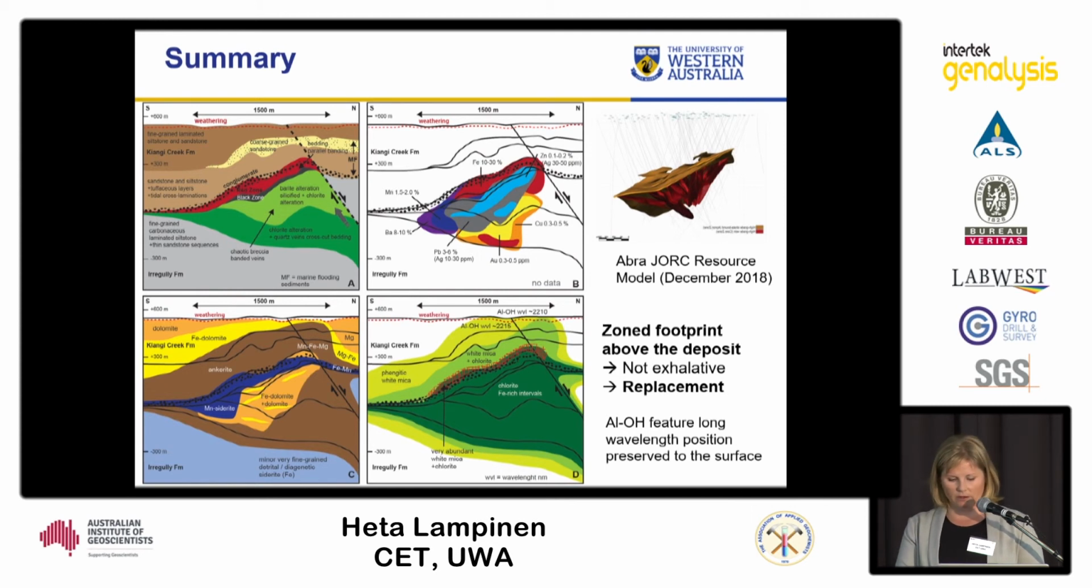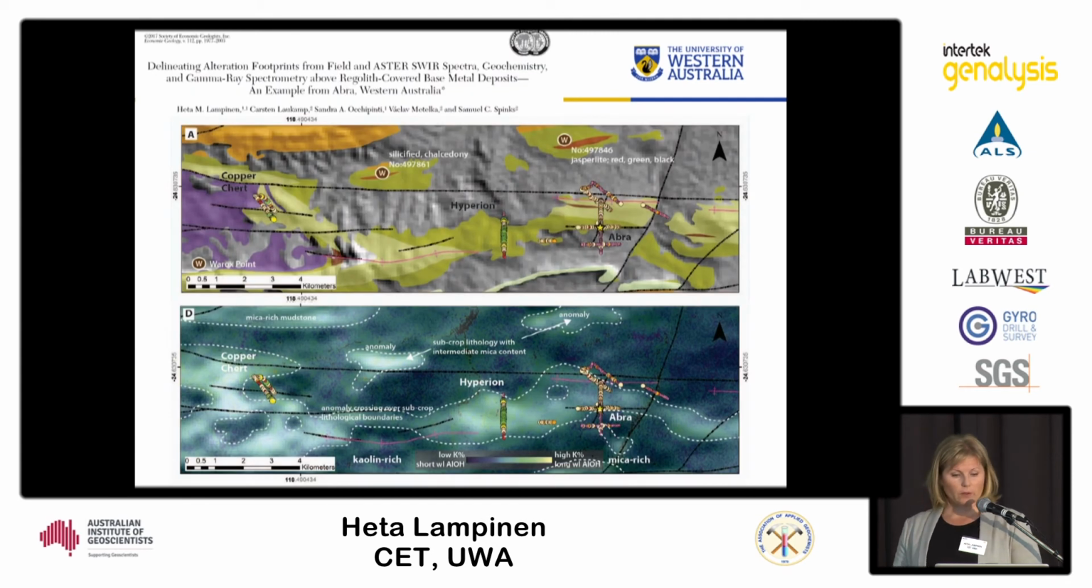And it does have a typical zoned footprint like other MVT and VMS style deposits, but the white mica and chlorite alteration is also similar to what is seen in felsic volcanic hosted deposits like in New Brunswick. Because the phengitic alteration was preserved to some degree on the surface, this is proving that my previous work was actually okay.